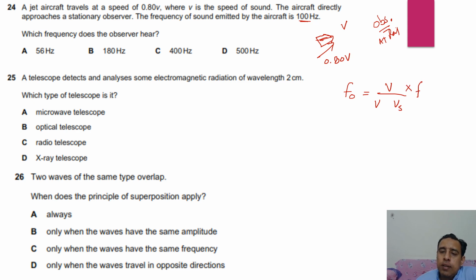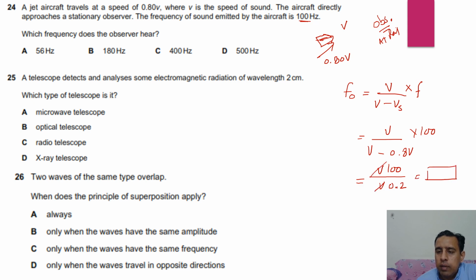This jet is approaching a stationary observer, which means the observed frequency will increase. The observed frequency will definitely be greater than 100. For the observed frequency to increase, this value should decrease, so we put a negative sign here. It is v over v minus 0.80 v, into 100. By solving this, you may subtract these two, 1 and 0.8, so it should be 0.2 v. So the answer is 100 by 0.2, and this is 500 hertz. So option D is the correct one.